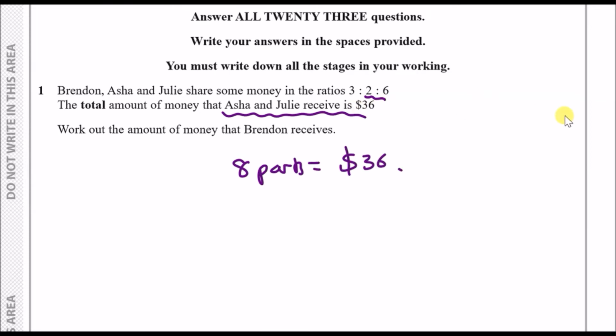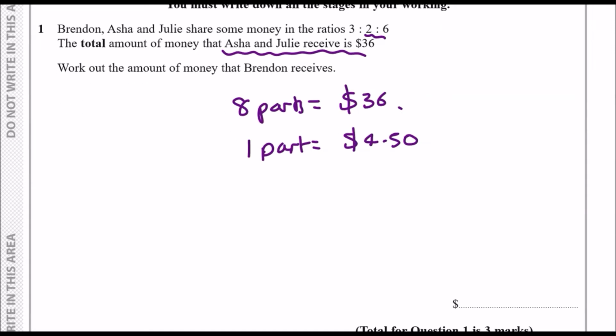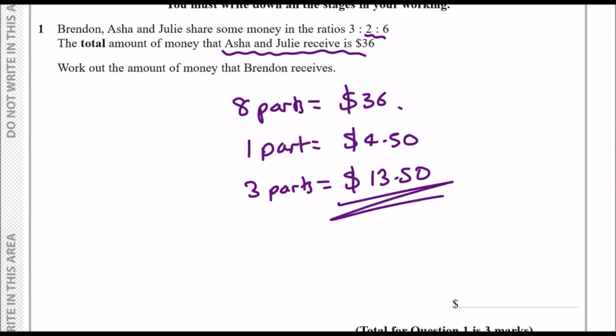So to get every single part, we should try and find one part. So this means that one part can be found if we divide 36 by 8. And if you do that, guys, you should get 4.5 or $4.50. So for Brendan, and we know that Brendan receives 3 parts, all we need to do now is multiply our result by 3. And when you do that, guys, you should get an amount of $13.50. And that's it. That's your one done.